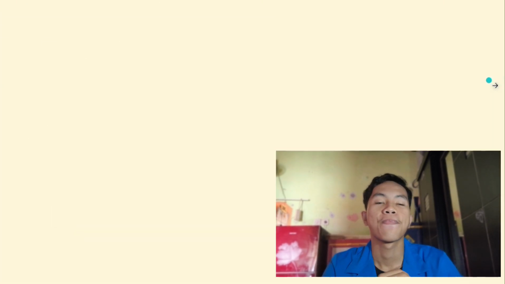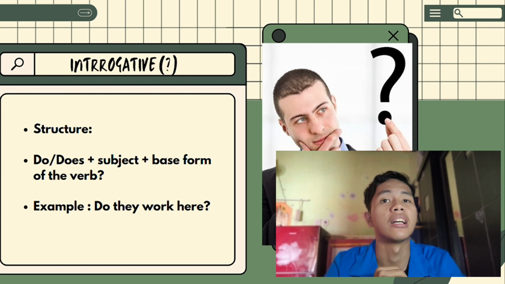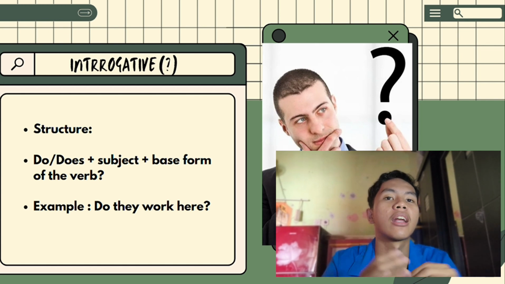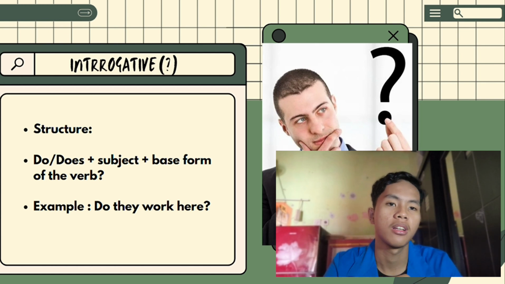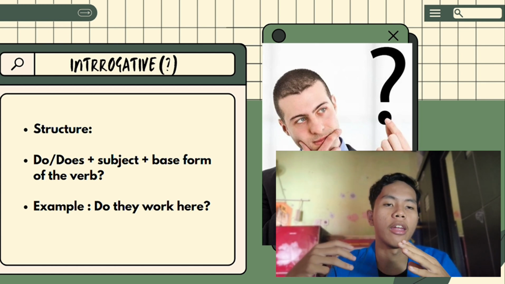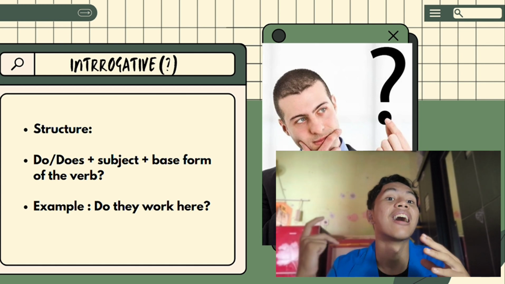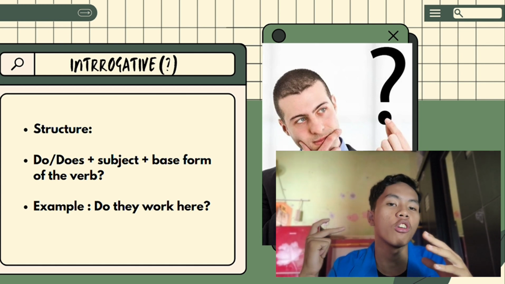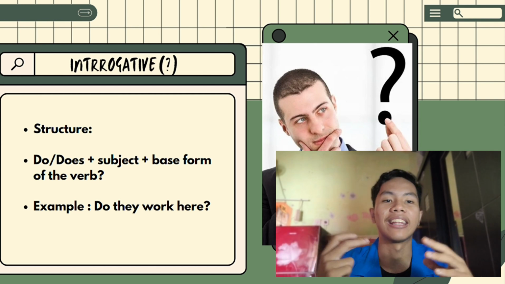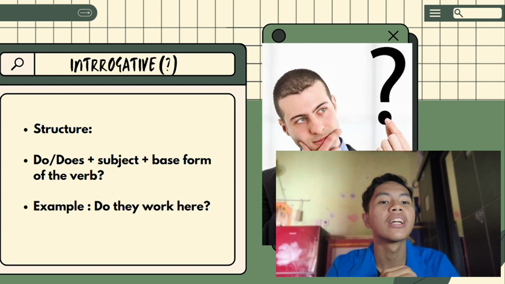Next, interrogative atau kalimat tanya. The structure is do or does plus subject plus base form of the verb. Do or does: do is used for I, you, we, they, and does for third person singular, or he, she, and it. The example is: do they work here?